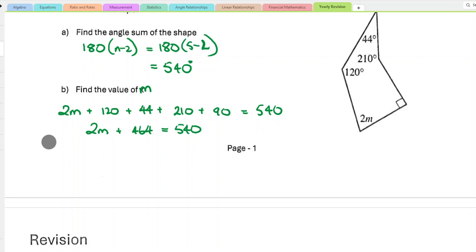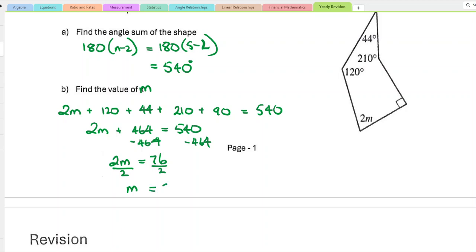Now solve the two-step equation. So minus 464 from both sides, and we get 2m equals 76. Then divide by 2, and m is equal to 38 degrees.